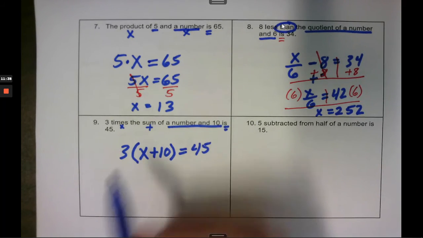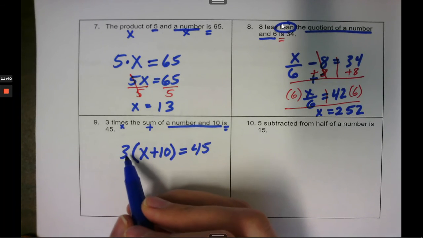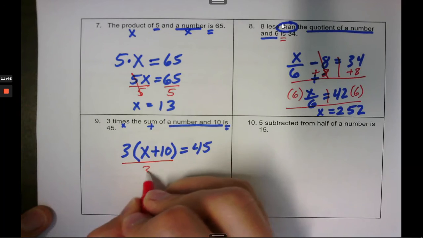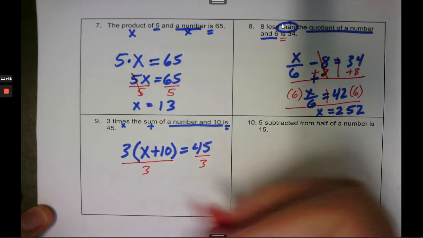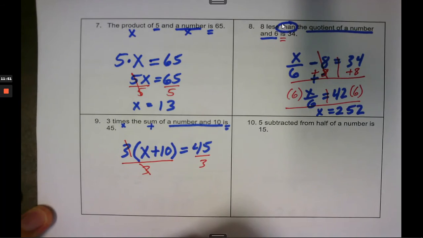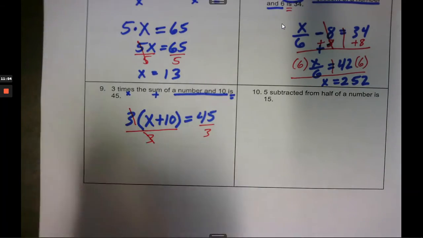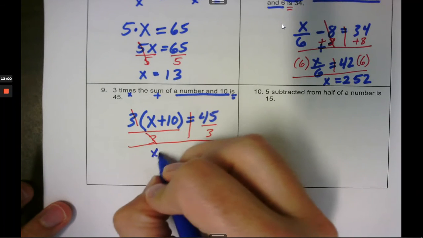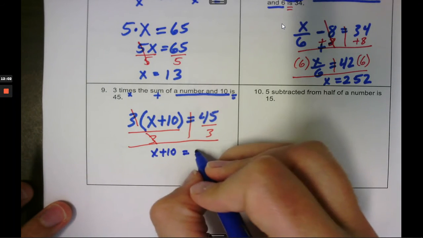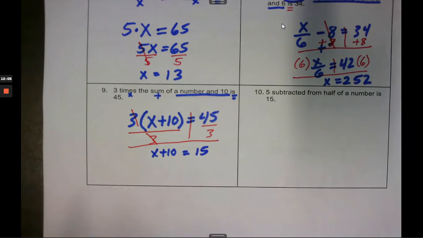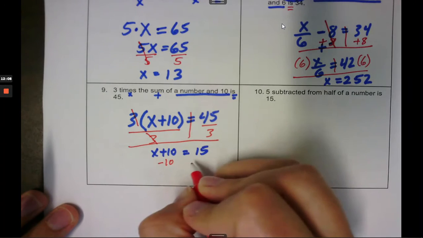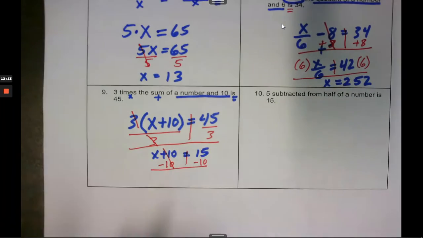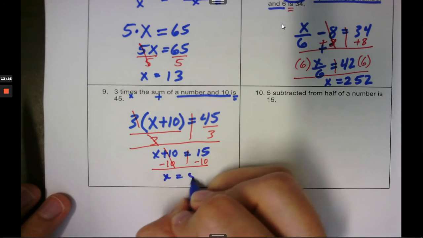The way I'm going to do it is actually to undo this 3 on the outside. It's 3 multiplied by all this stuff. So I can divide both sides by 3. And those would cancel out. And then you would get x plus 10 equals, and that would be 15. And then the next step would be to subtract 10 on both sides to do that inverse operation and get x equals 5.